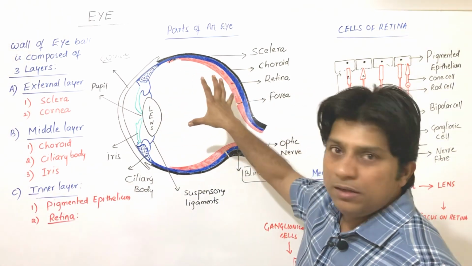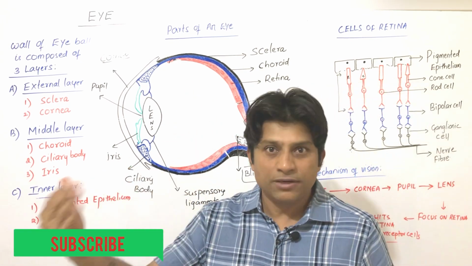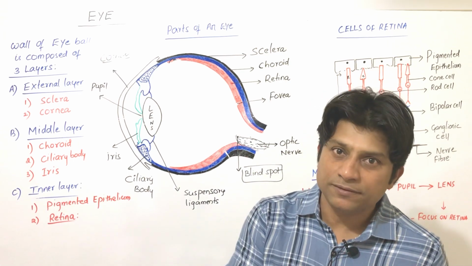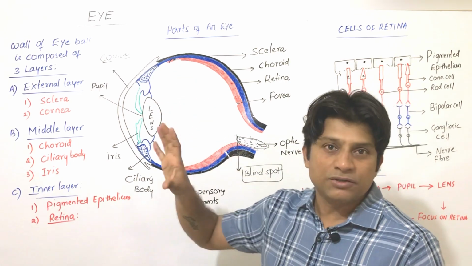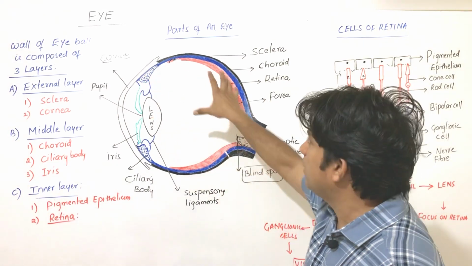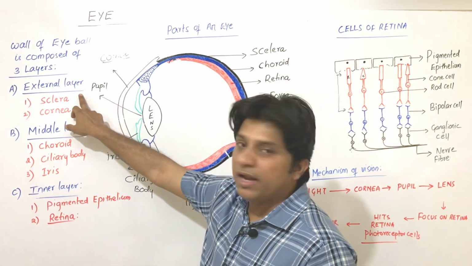The wall is made of three layers. We call them the external layer, middle layer, and inner or internal layer. So first we start with the external layer. Just observe the diagram. There are different colors to represent different layers. So first is the outer layer.